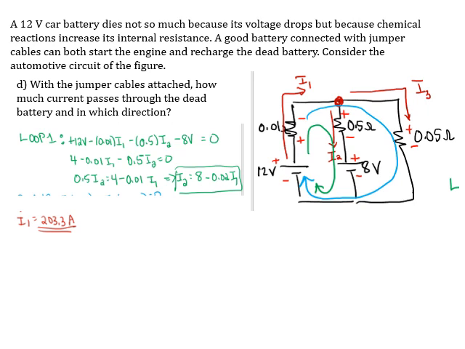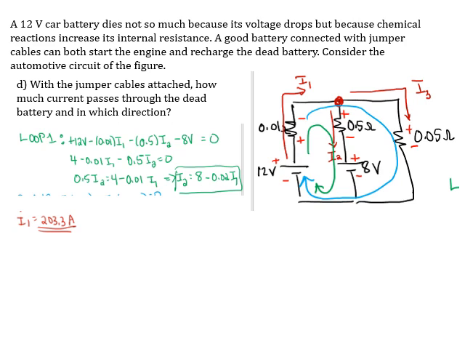The last part of the problem asks, with the jumper cables attached, how much current goes through the dead battery and in which direction? So that means we have to find our current I2. And now here's a good place to stop and think about direction. We labeled the current as going from the top of the circuit towards the bottom of the circuit. And when we wrote our loop rules, we went by that convention as if I2 was going in that direction. When we solve for I2, if we get a positive value for our answer, it tells us that we guessed right. We did the correct direction of the current. If we get a negative answer for I2, it means we put in the wrong direction of current.